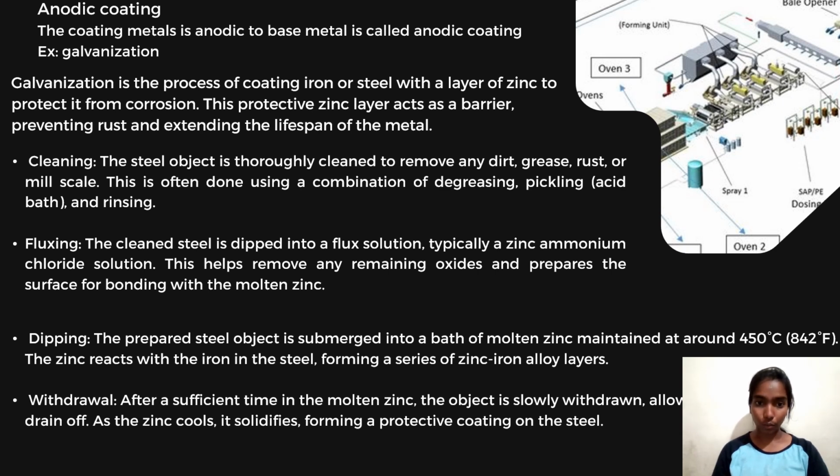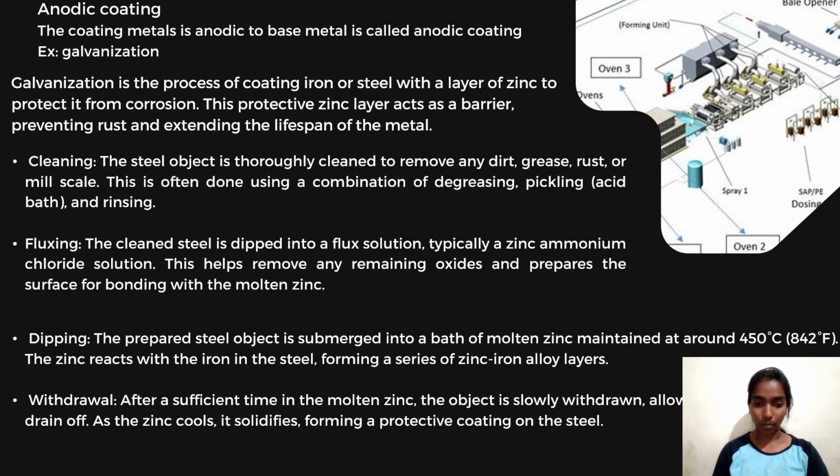This is often done using a combination of degreasing, pickling, and rinsing. Next one is fluxing. The clean steel is dipped into a flux solution, typically a zinc ammonium chloride solution. This helps to remove any remaining oxides and prepares the surface for bonding with the molten zinc. Next one is dipping. The prepared steel object is submerged into a bath of molten zinc maintained at around 450 degrees Celsius. The next one is withdrawal.